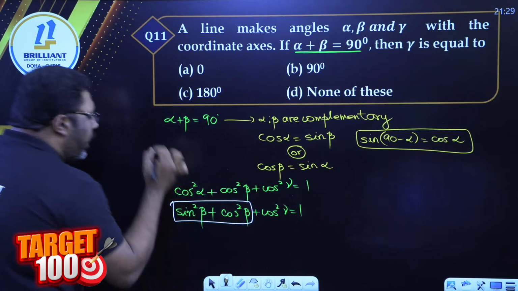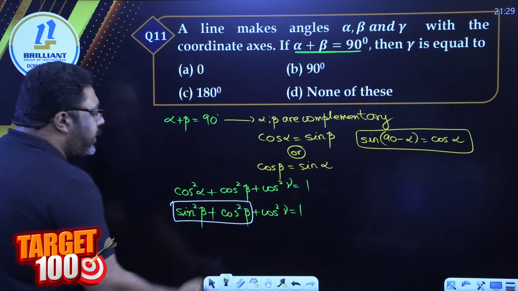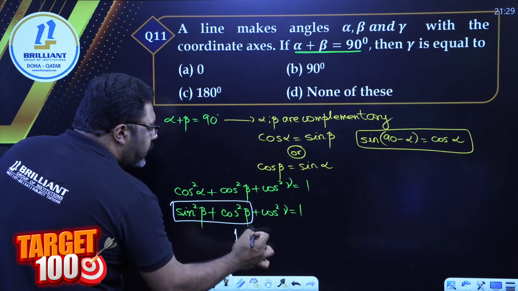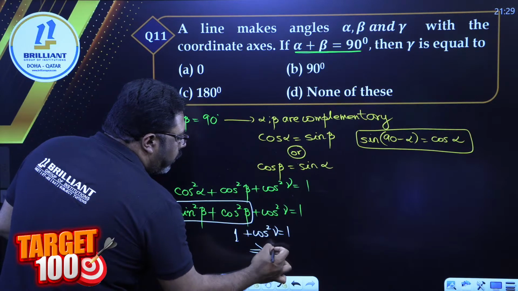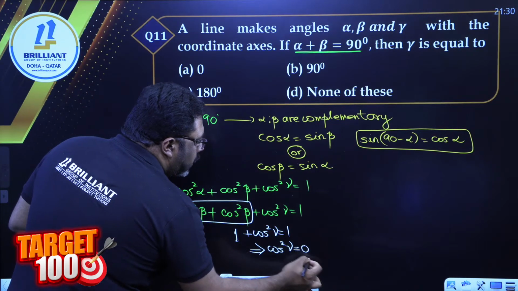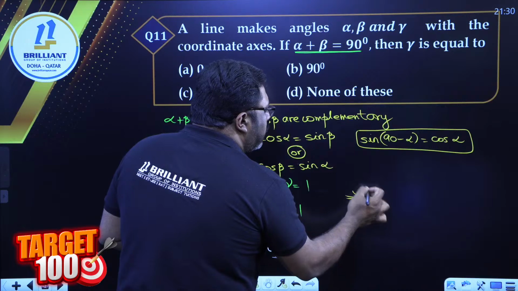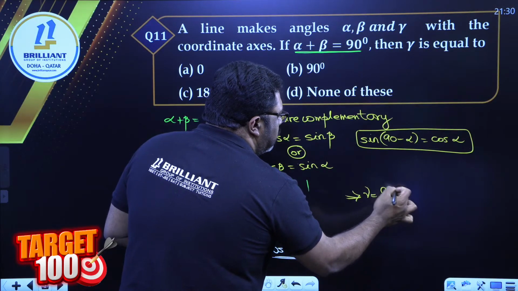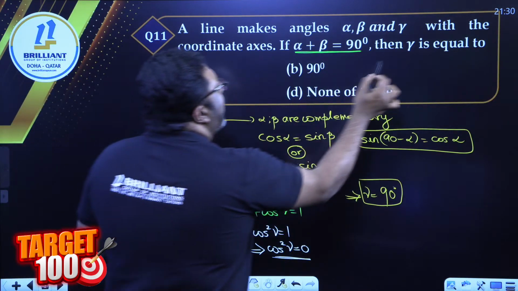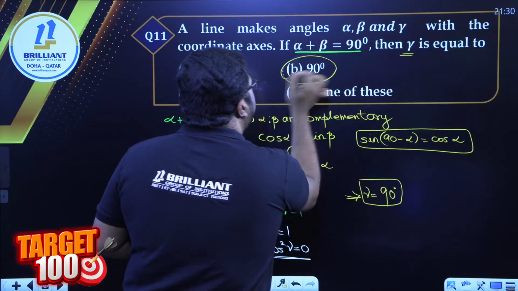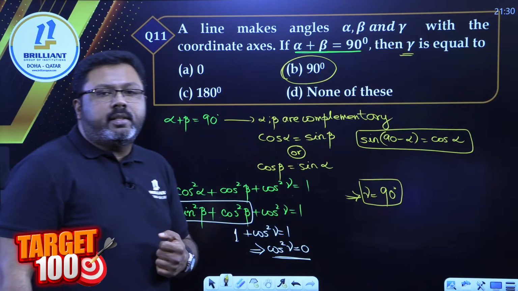I don't think there is anyone in the class who cannot tell me what this is. Sine squared beta plus cos squared beta is definitely 1, plus cos squared gamma equals 1. So what is cos squared gamma, all of you? It is 0. If cos squared gamma is 0, that implies the only possible answer: cos of 90 is 0. So what is the gamma value, all of you? Option B, 90 degrees. Half is Hanan, Dhruvil, Nitin. Correct answers, my dear students.